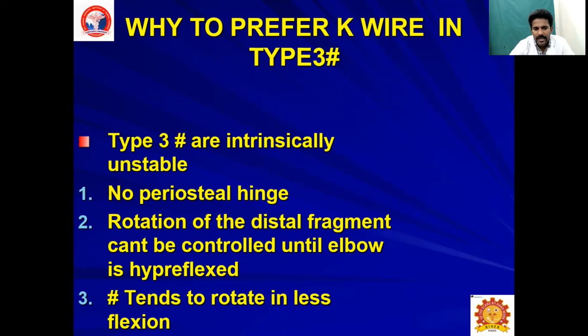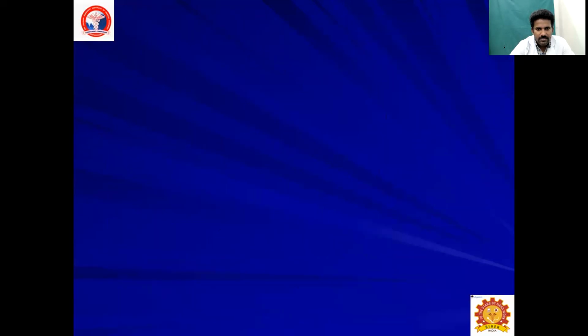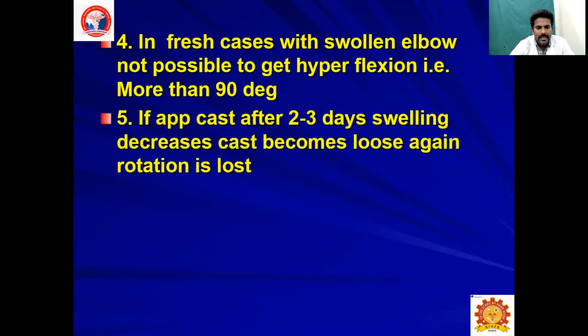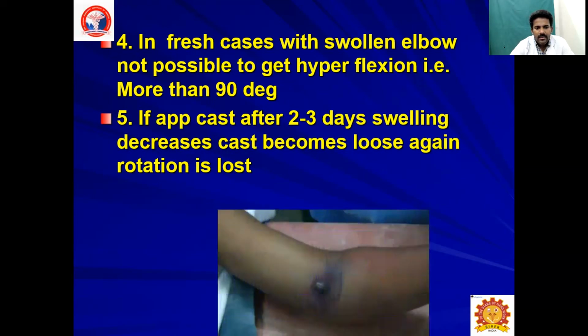Why prefer K-wire? Because no periosteal hinge is present, rotation of the distal fragment can be controlled, and the fracture tends to rotate in less flexion. In fresh cases with a swollen elbow, it is not possible to get hyperflexion of more than 90 degrees. If in a cast, after 2 to 3 days the swelling decreases, the cast becomes loosened, and again rotation is lost.